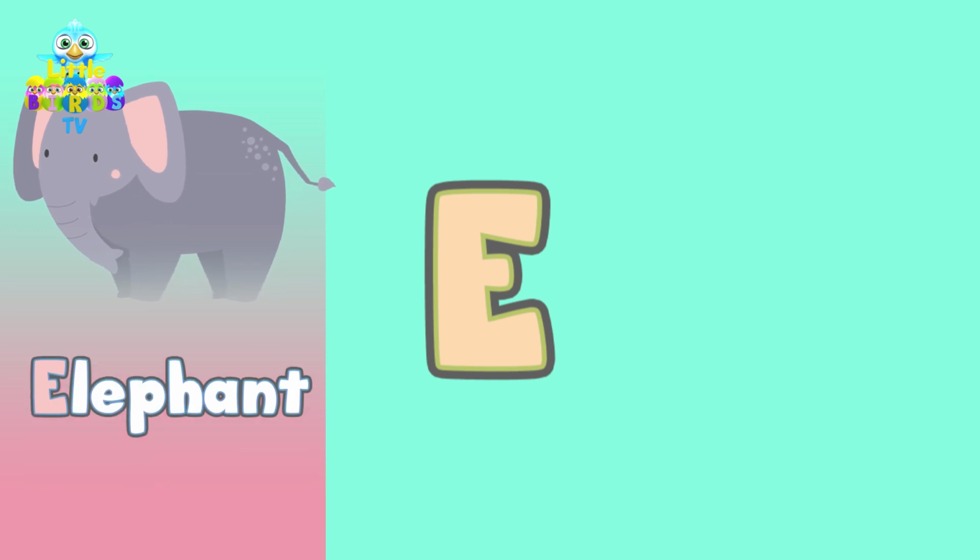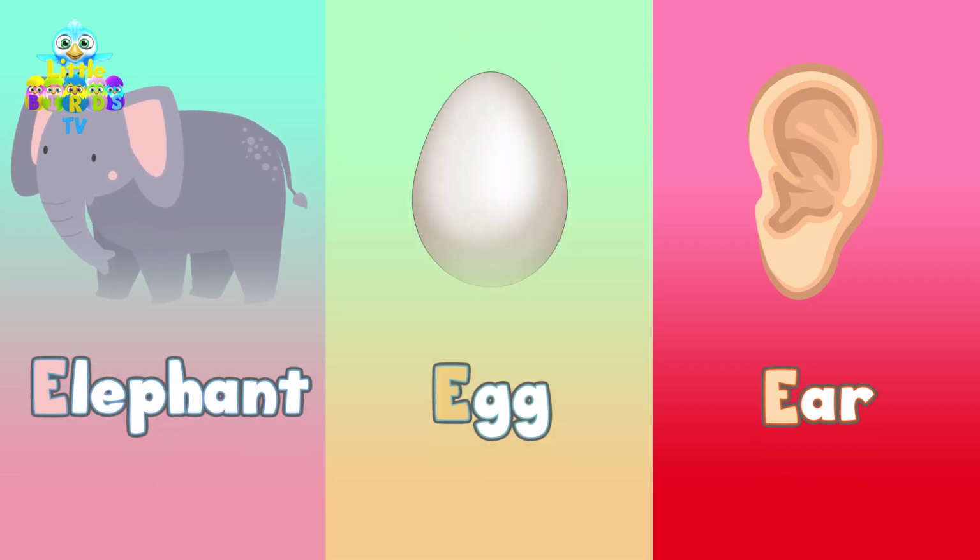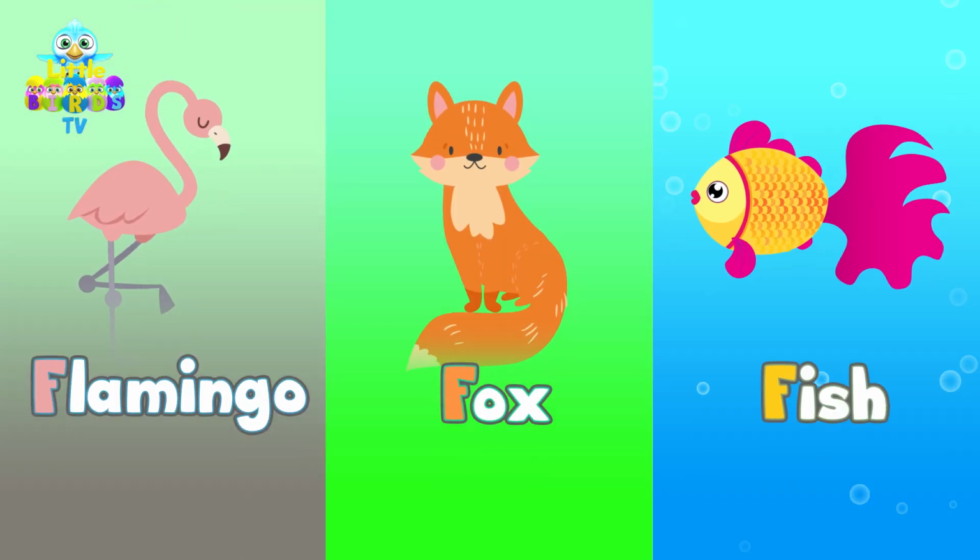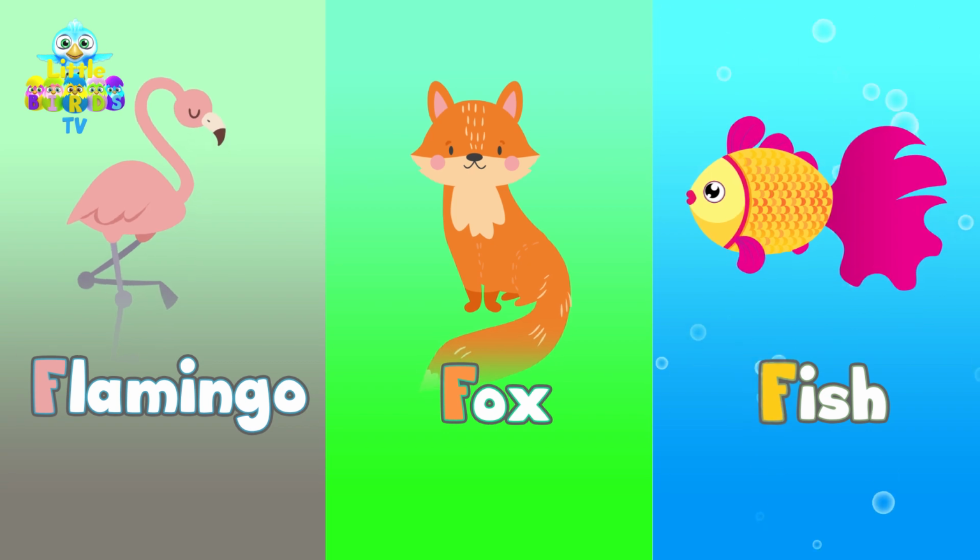E for elephant, for egg, for ear. E e e e e e. F for flamingo, for fox, for fish. F f f f f f.